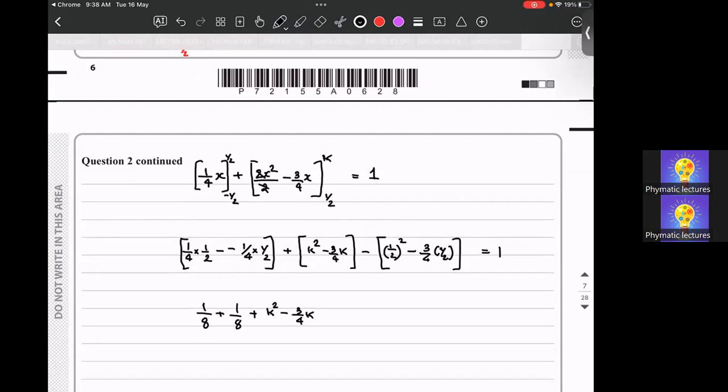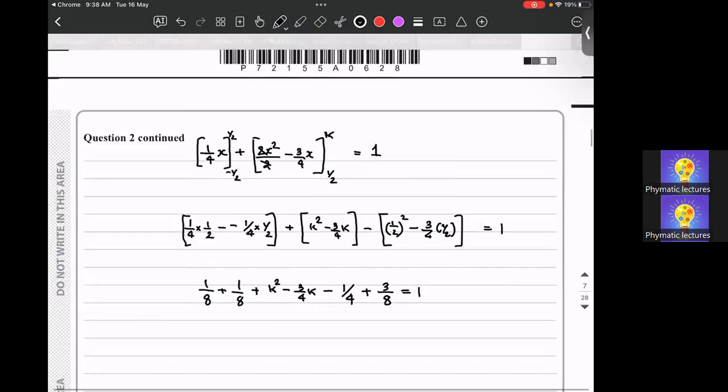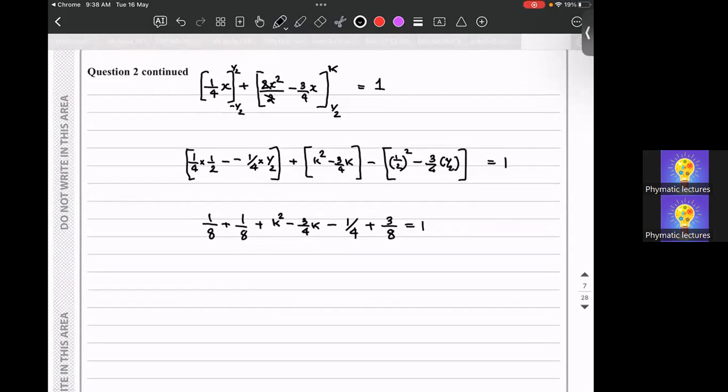This becomes minus 1/4. Minus into minus becomes plus 3/8 is equal to 1. So now you can simplify this further. How can you simplify this further?